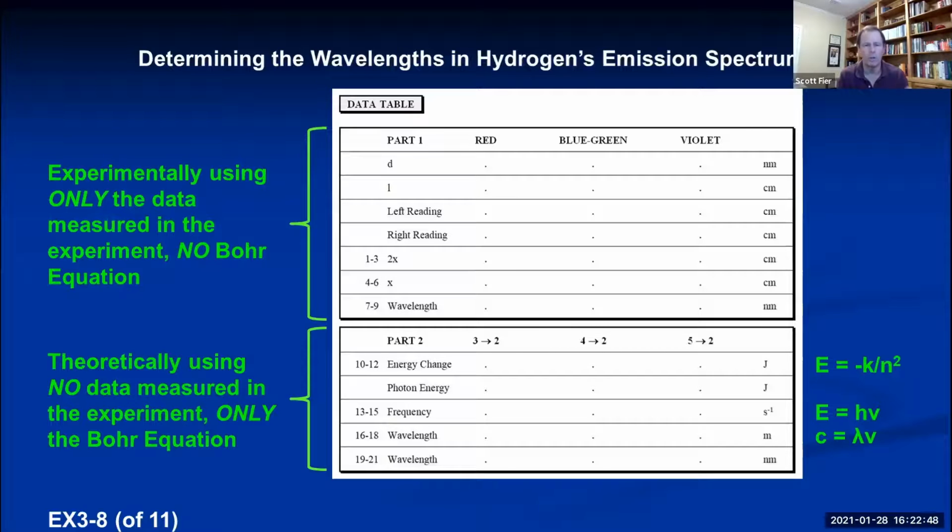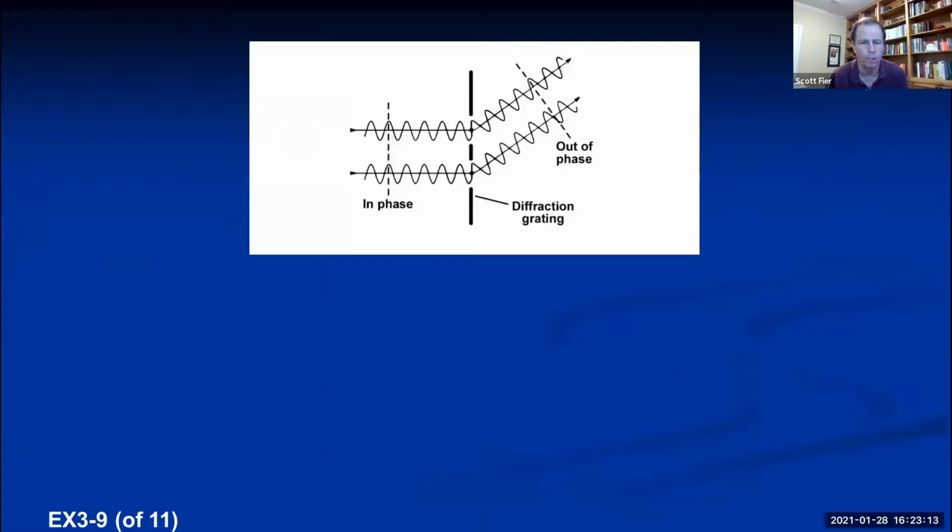So in the data table, you have a D value, an L value, a left reading value, a right reading value, and then boom, just from that, you should be able to calculate what the wavelength is for the red light, the blue-green light, and the violet light. But I will not use my Bohr equation or my 2 electromagnetic radiation equations to do that. We have a different way to do that, and that was explained a bit in the introduction. I'm going to go through that again with you now so you understand how that's working.